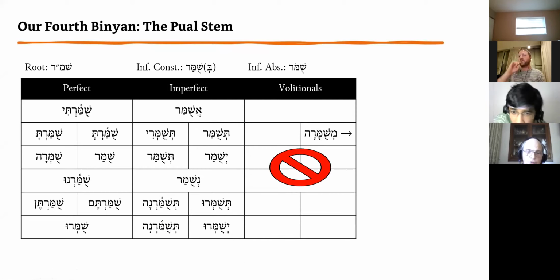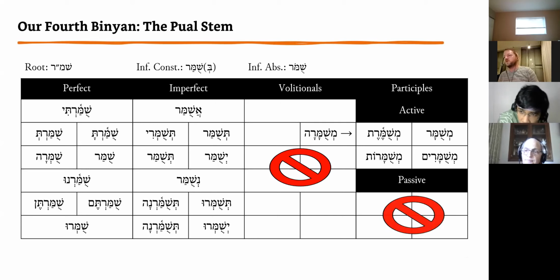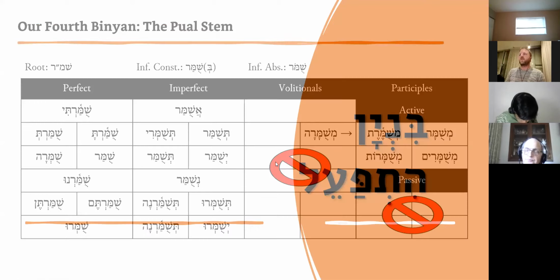This is empty. Ignore that one that's there because it's actually just saying it's an alternative form. There are no volitionals or jussive for the Pual. Okay, so don't worry about that. And there are also no passive participles, so don't worry about that. Mishumar, mishumeret, mishumarim, shumarot. It's like the Piel where you add the mem to the root. So you got shumar and you add mem to the beginning of it, just like the Piel.